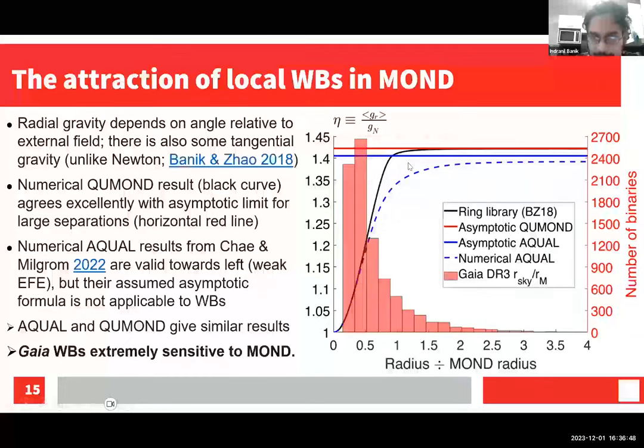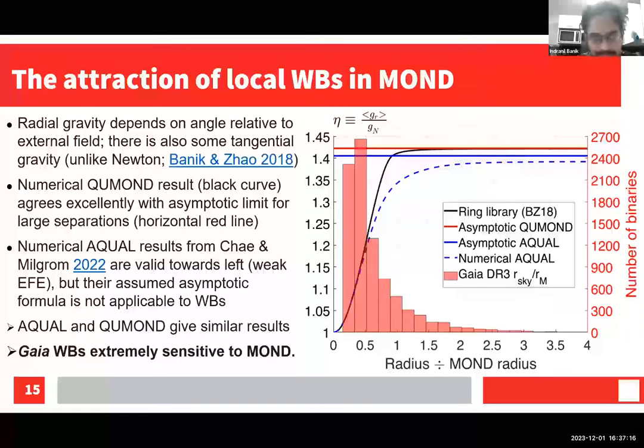This blue line is the numerical AQUAL result. It's where the data mainly are, in this regime. So you can see it follows the black curve very nicely. And the differences between AQUAL and QMOND, which are two different ways of formulating the MOND equation, are very, very similar.